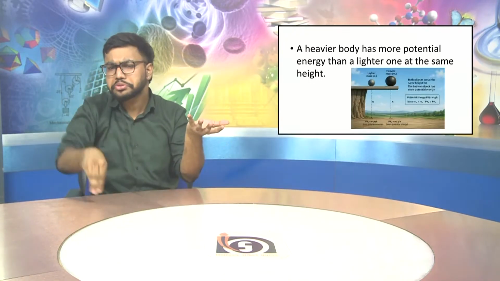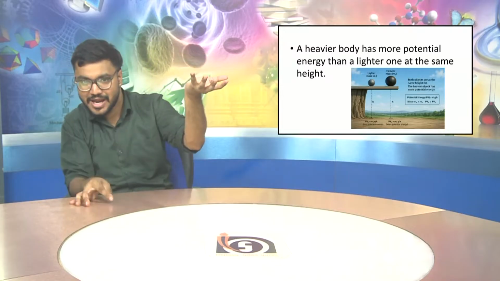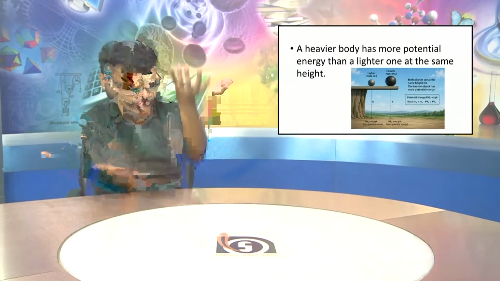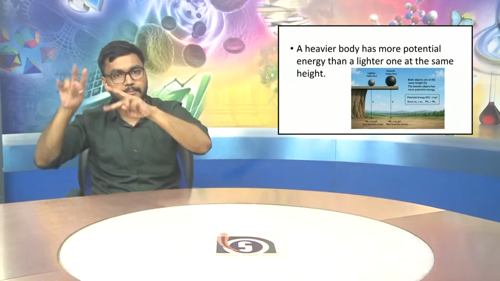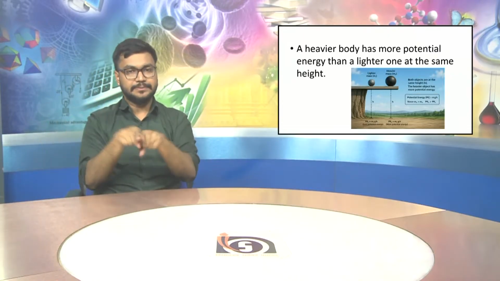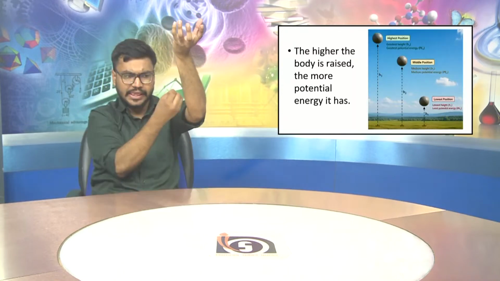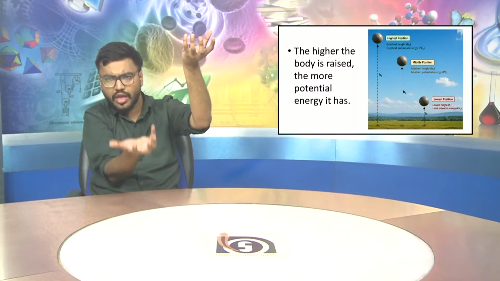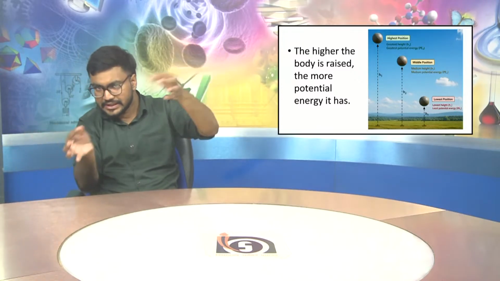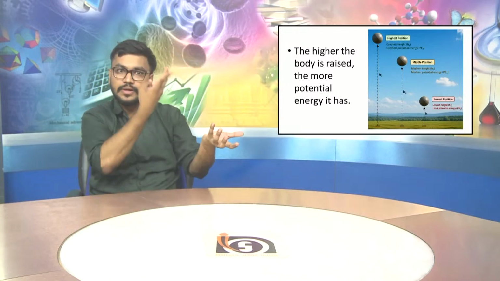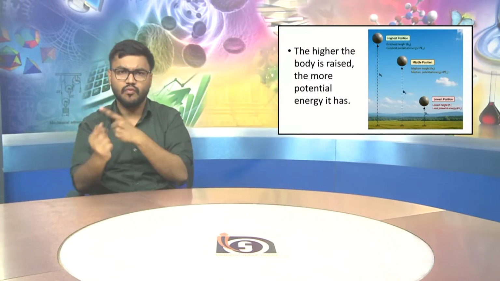A heavier body has more potential energy than a lighter one at the same height. Here you can see there are two balls. Both objects are at same height. The heavier object has more potential energy, and we can say that the higher the body is raised, the more potential energy it has. Balls, highest, middle and lowest.